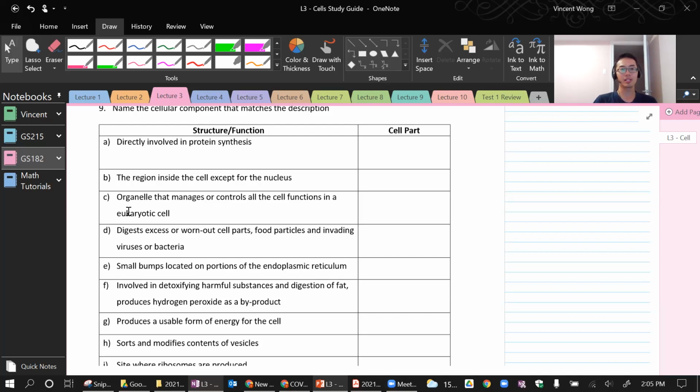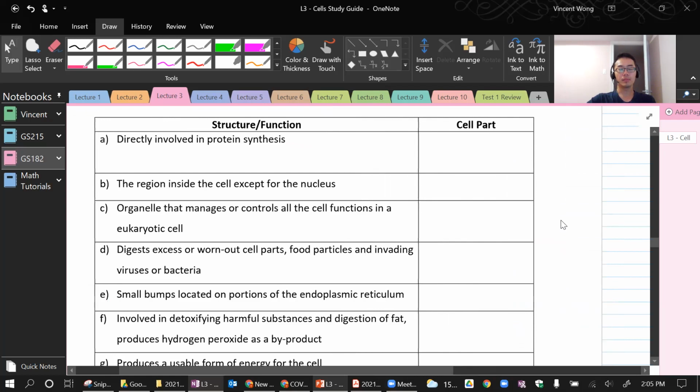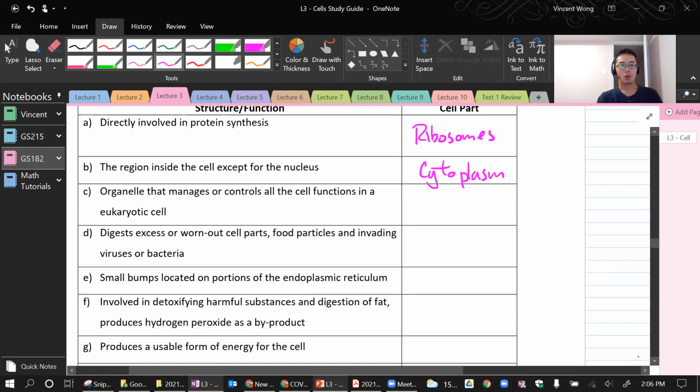This is pretty straightforward. If you need help memorizing the parts, maybe change this into cue cards, and you would definitely be able to memorize it after a few flips. So let's go through them. Directly involved in protein synthesis, that would be ribosomes. The region inside the cell, except for the nucleus, is the cytoplasm. That's where everything else is submerged in, bathed in. Organelle that manages or controls all the cell functions in a eukaryotic cell, that's the nucleus.